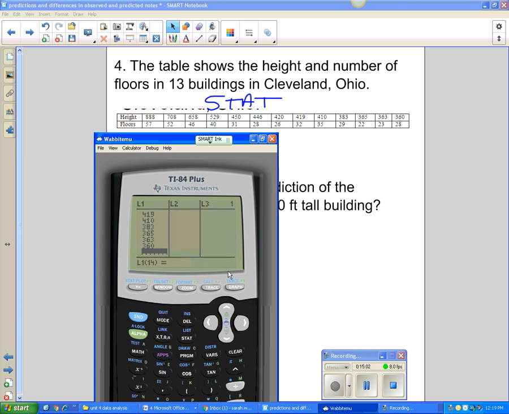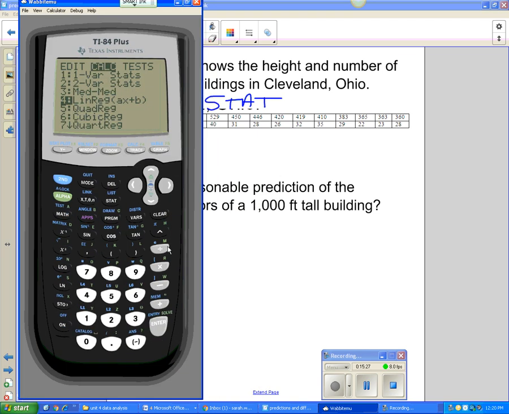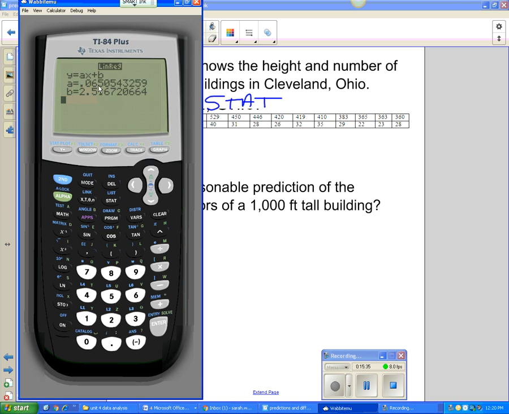Okay, and then you're going to go over to L2 and put in the ones that go with it. All right, and you press Stat, over to Calc, down to number 4. If you need more time, pause the video. All right, we're going to go 3 decimal places, so it's 0.065, and it doesn't round up.